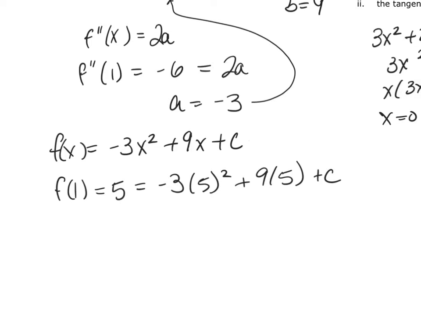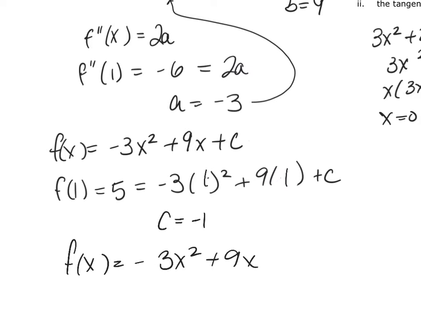Would you put in 1 instead of 5? Oh, yes, sorry. I was just seeing if you all are awake. And clearly you are. We put 1s in here. Thank you. What did you do? So what is my c value? -1. So my final f of x is equal to negative 3x squared plus 9x minus 1. And there's my final answer.